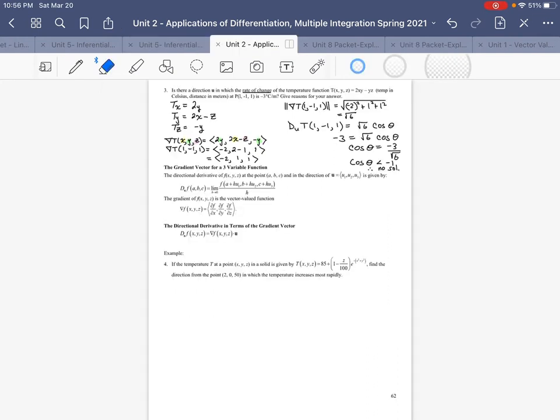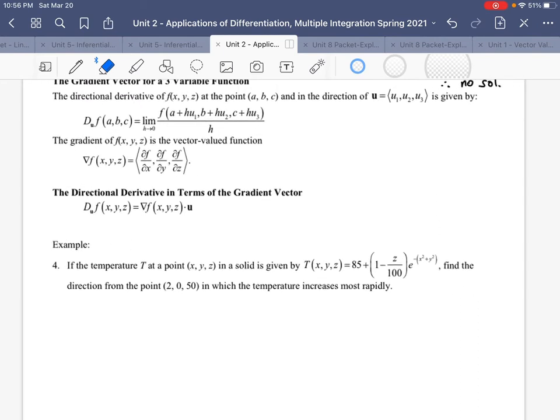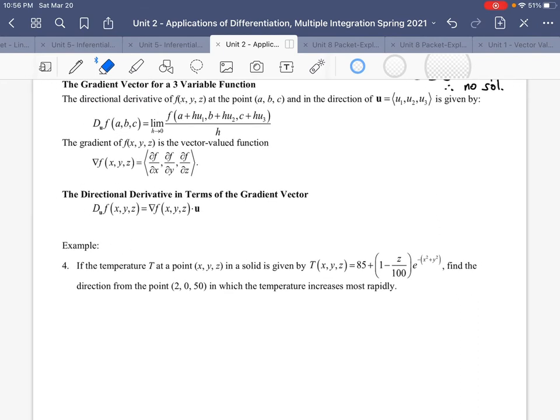Looking at number 4. It says if the temperature is given by this function, find the direction from the point in which the temperature increases most rapidly. So that's asking for the gradient. And it's asking specifically for a direction, so gradient vector. It really is just a matter of finding the derivative with respect to each variable.